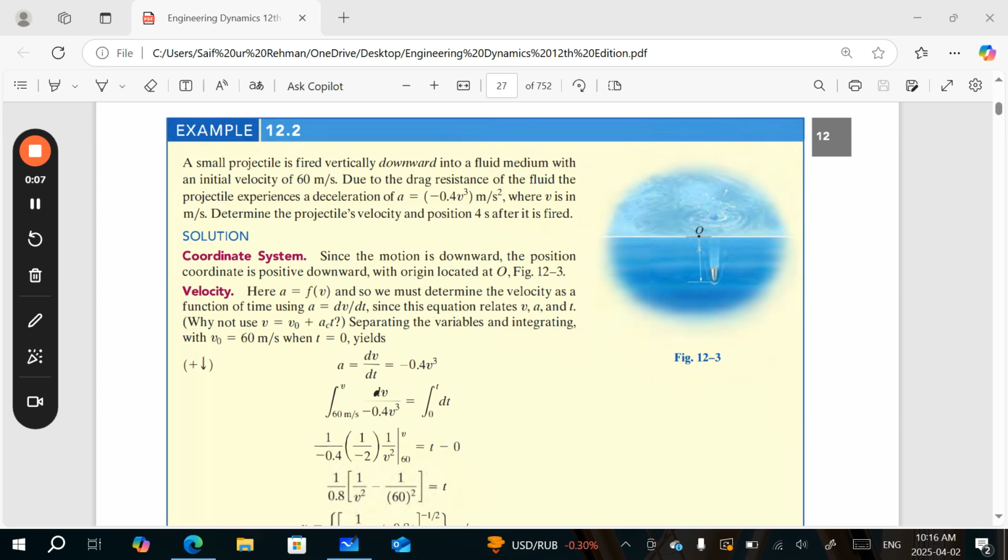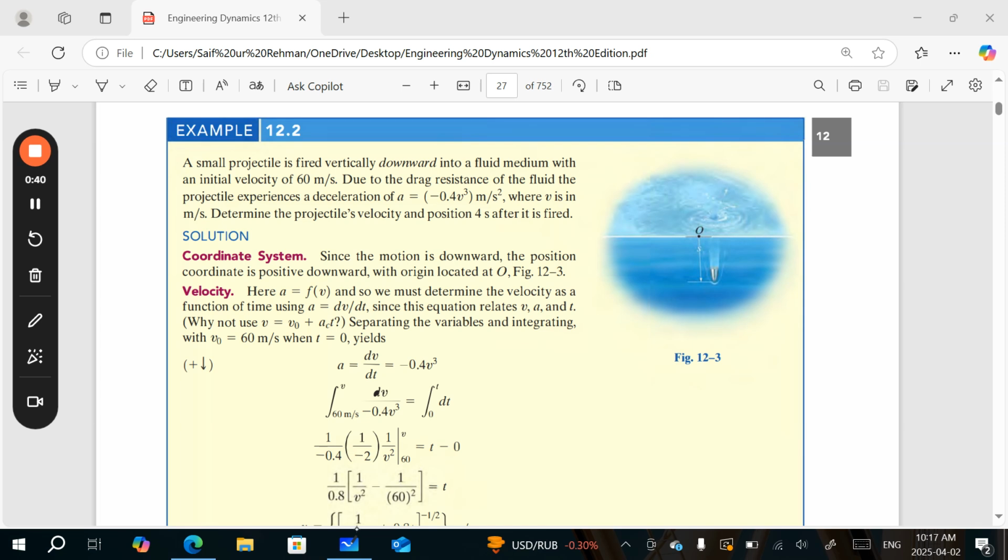Today we will be solving example 12.2 from Engineering Mechanics by RC Hibbeler, 12th edition. The example states: a small projectile is fired vertically downward into a fluid medium with an initial velocity of 60 meters per second. Due to the drag resistance of the fluid, the projectile experiences a deceleration of a equal to minus 0.4 v cubed meters per second squared, where v is in meters per second. Determine the projectile's velocity and position 4 seconds after it is fired.